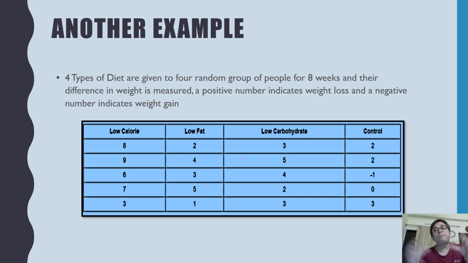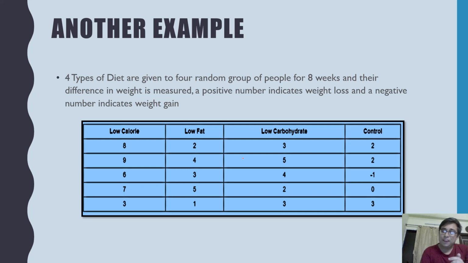Here, there is a group of people who are being subjected to four types of diet treatment: low calorie, low fat, low carbohydrate and control. Again, what ANOVA will try to find out is whether there is a difference in the weight gain or loss among these four types of diets. If there is a difference, is the difference significant?